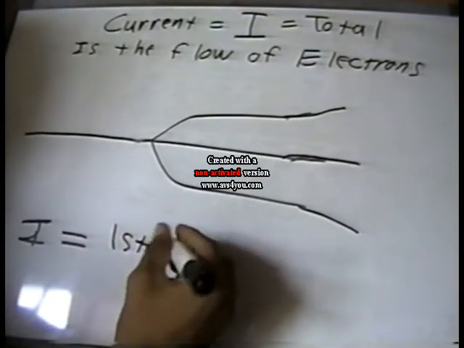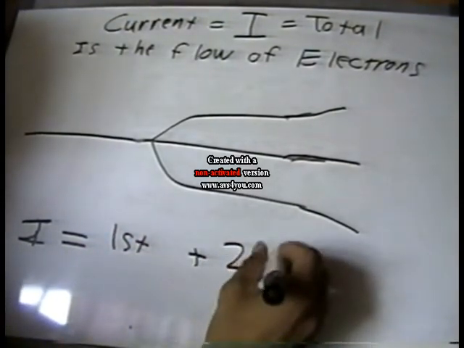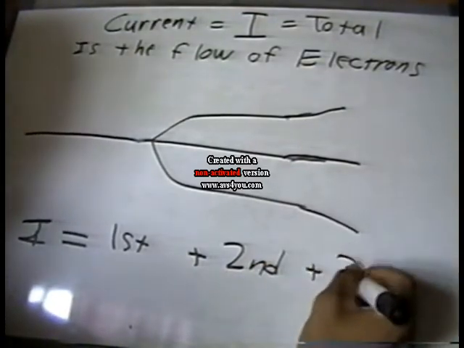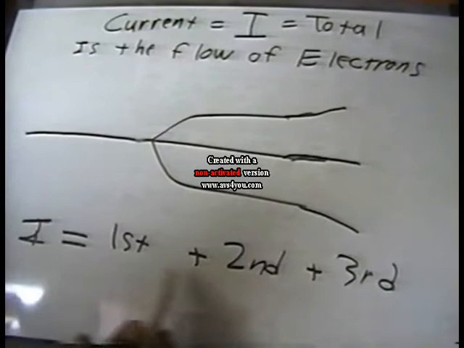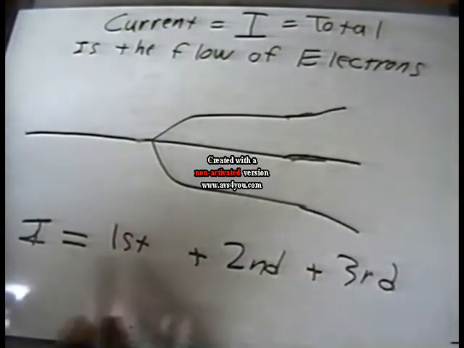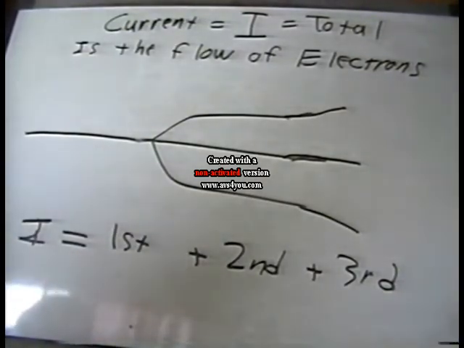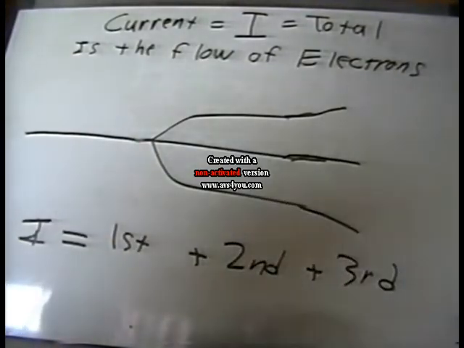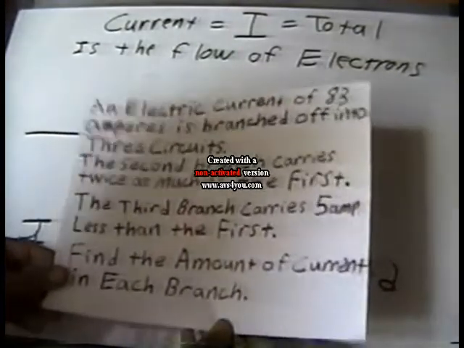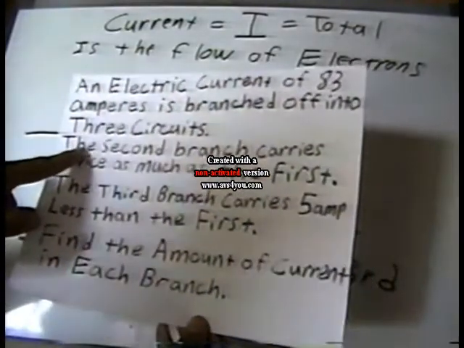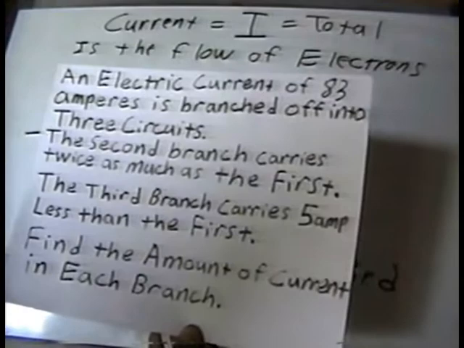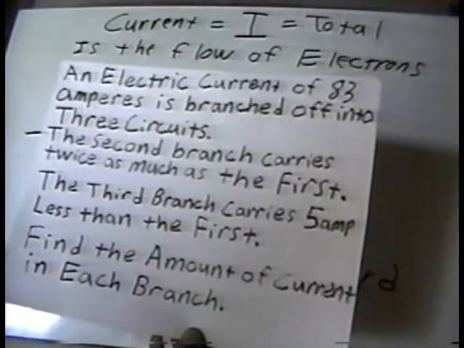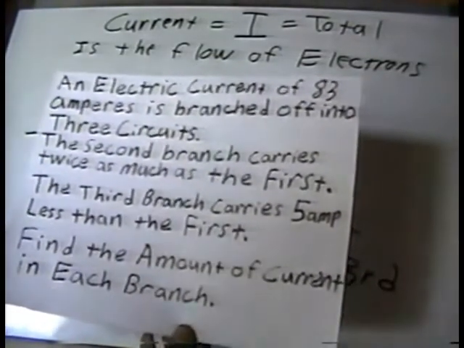Now we're going to, I is the total current. Okay? We also will say equals a total. The total current. So I equals the first branch plus the second branch plus the third branch. Now this is going to be the formula we use to figure out the amount of current in each branch.